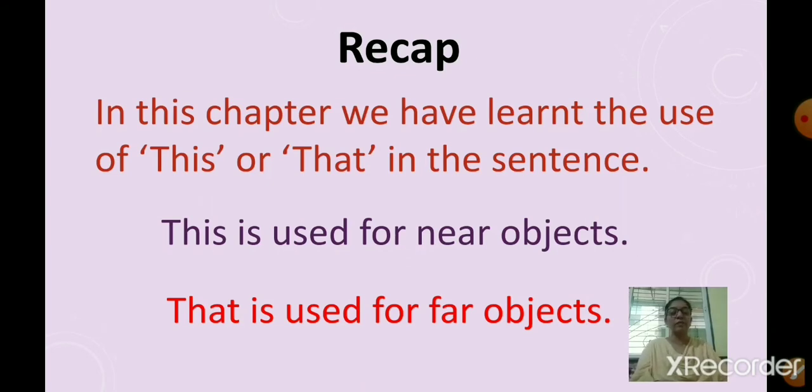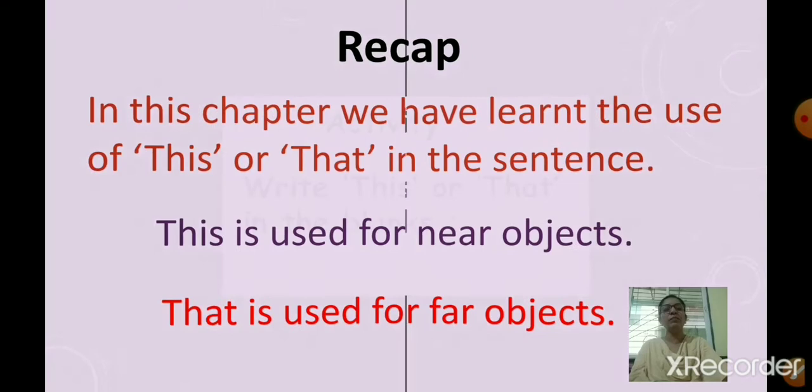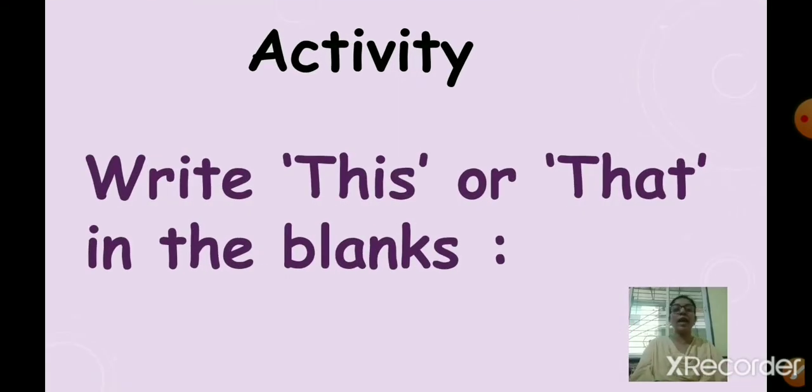So, children, we are going to do one activity. So, let me know how much you have understood. Okay. So, let us see how much you all understood the use of this and that, or when to use this and that in the sentence. Okay. So, let us start with the activity. What is the activity? Write this or that in the blanks.